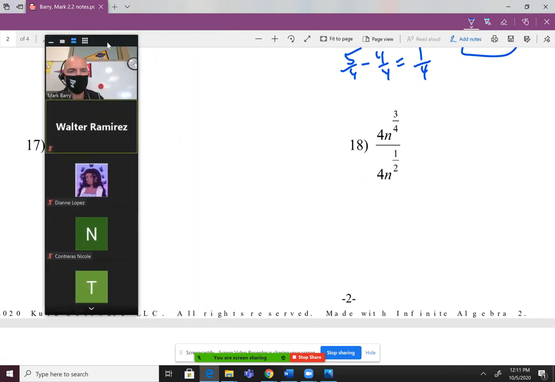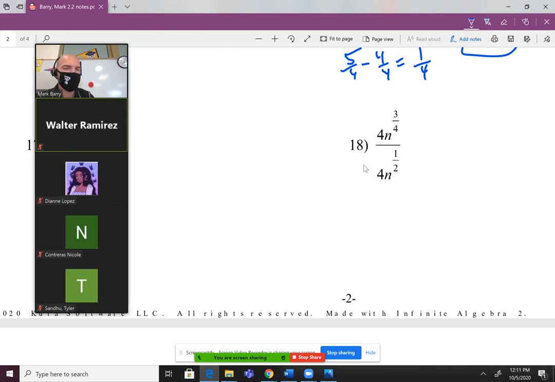Dude, I don't want to do that one. All right, let's skip number 17. Let's go into number 18 here. All right, so number 18, we throw another wrinkle in here because we have the 4s on top and bottom. So the 4s, you just reduce those like a fraction. So 4 over 4, that's just 1 over 1, right? Okay.